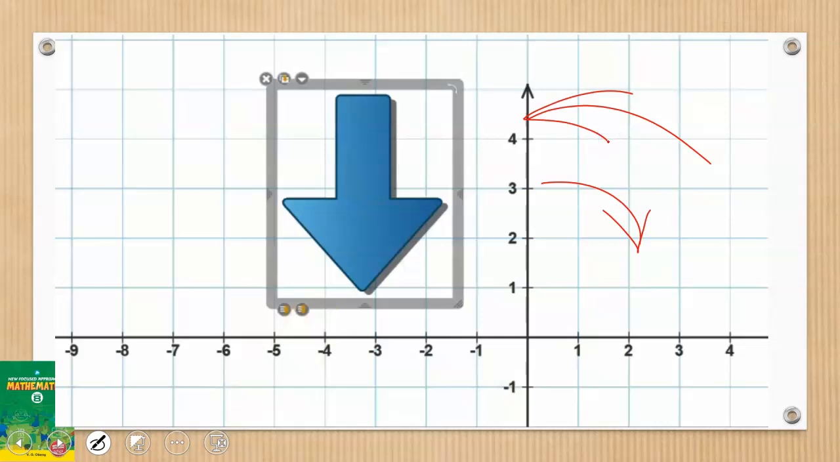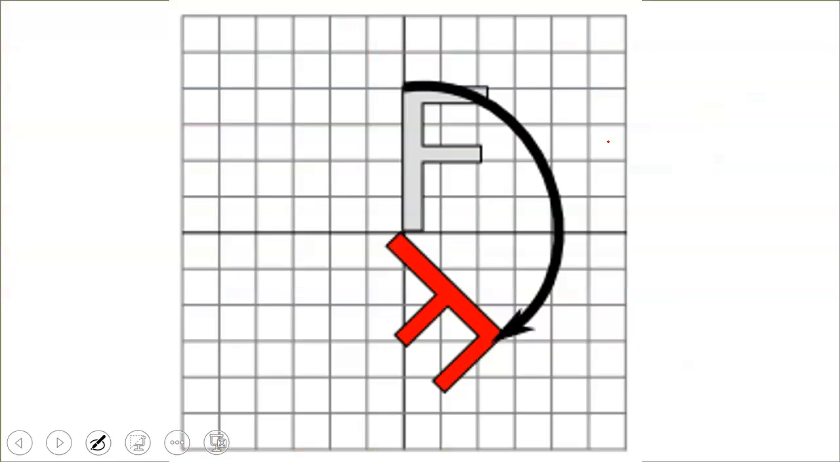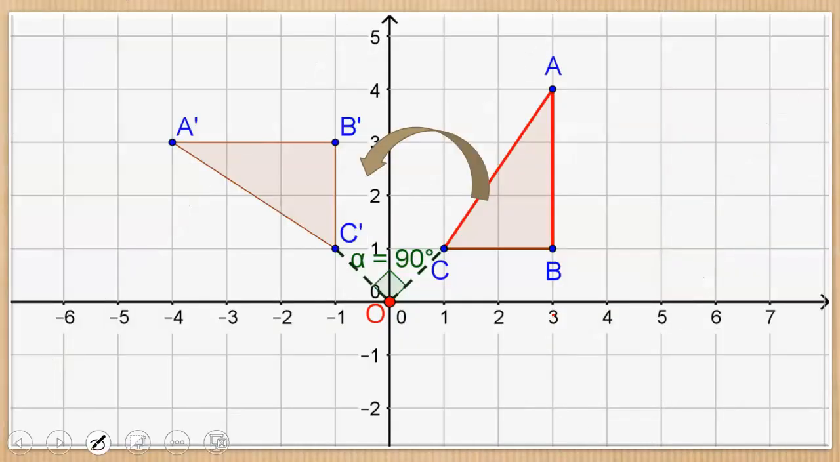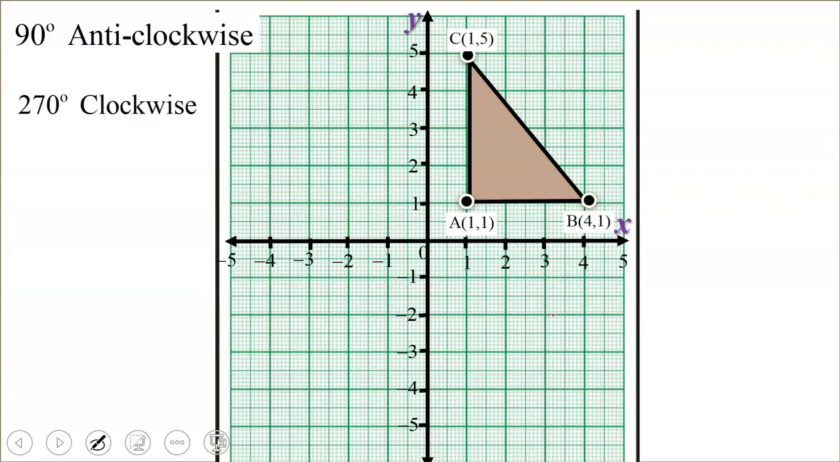Now, if you look at this object here, the symbol F has been rotated in a clockwise direction. And we can do that also in an anti-clockwise direction. When you look at this object, the triangle ABC has been rotated 90 degrees anti-clockwise. So how do we do this rotation, where we have an object and we rotate it so that we can get the image? Now let's look at this example.